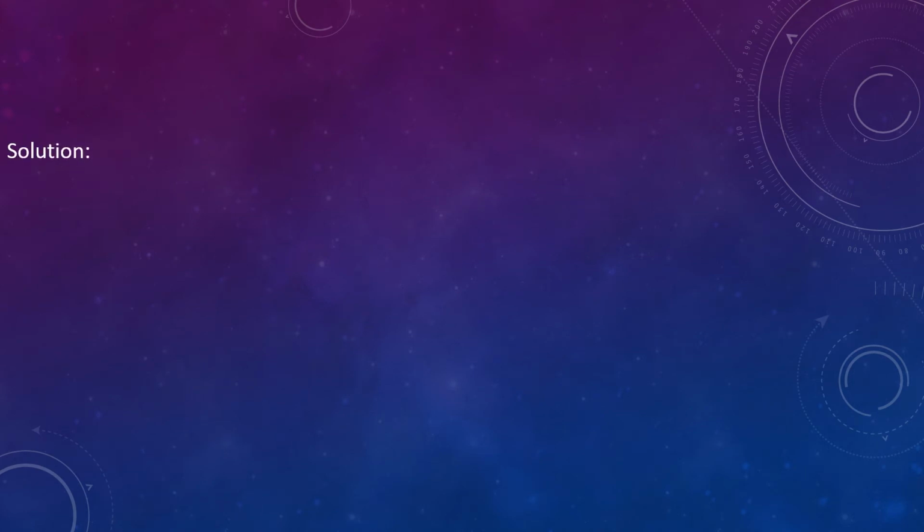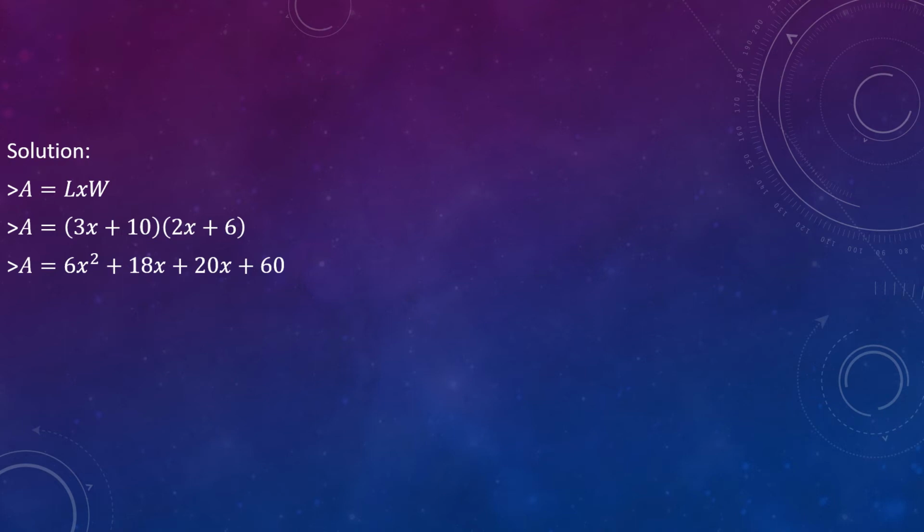Since we are finding the area of a rectangular window, we are going to use the formula: area of the rectangle is equal to the product of its length and its width. Let's substitute our length and width. Now we have area is equal to the quantity 3x plus 10 multiplied by the quantity 2x plus 6. Now let's simplify the equation. Area is equal to 6x squared plus 18x plus 20x plus 60.